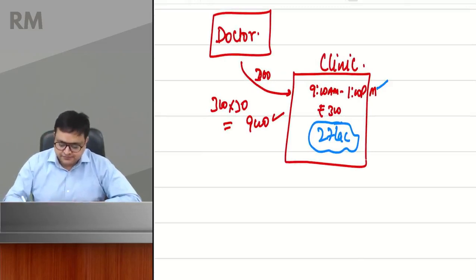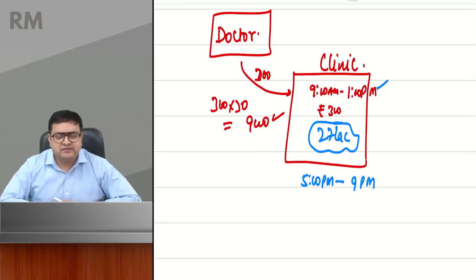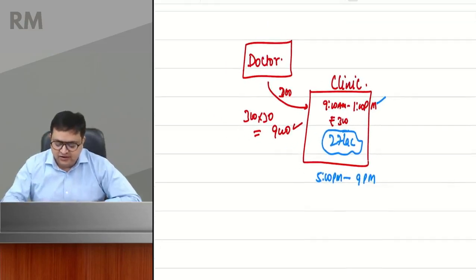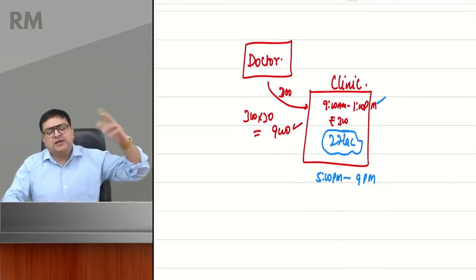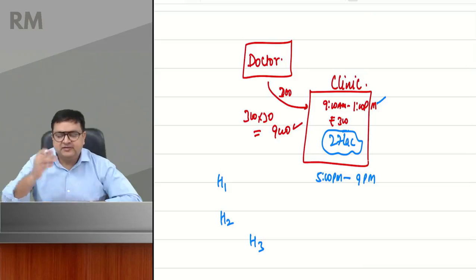Then from 5 p.m. to 9 p.m., during the evening hours, he visits certain hospitals of the city. It is not his hospital, but there are some other big hospitals. So this is hospital number 1, hospital number 2, hospital number 3. He visits 3 hospitals also.